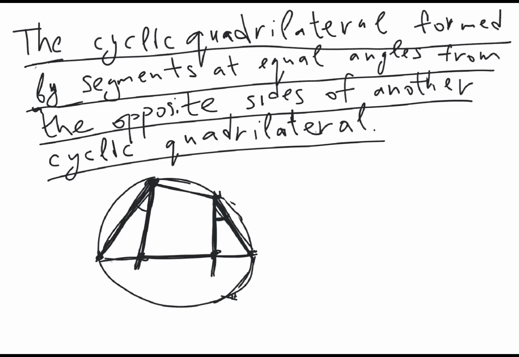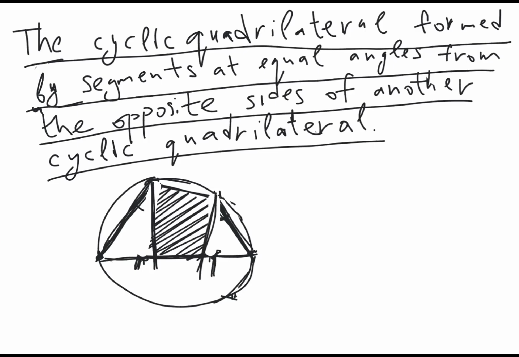Now basically this quadrilateral is cyclic. In this case, it looks like these lines are kind of parallel, so I want to avoid this. So let's say slightly more like this, so that these angles are equal to each other. And then this quadrilateral is also cyclic.